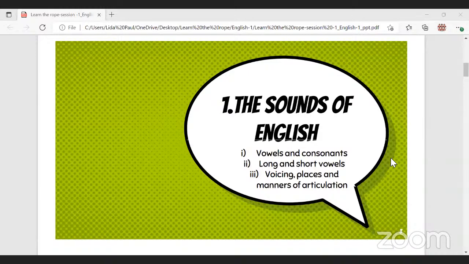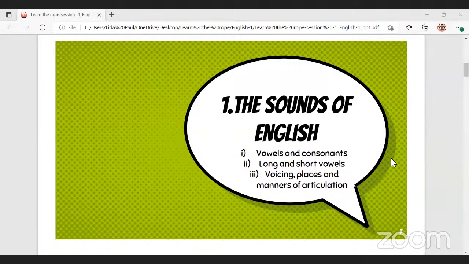feature of which kind of sounds? The consonant sounds. Vowels don't have voicing. Vowels are all voiced, so there is no question of voiced vowels and non-voiced vowels. All the vowels are voiced. But the feature of voicing becomes important in the category of consonant sounds, because there are consonant sounds that are voiced and there are sounds which are not voiced too.